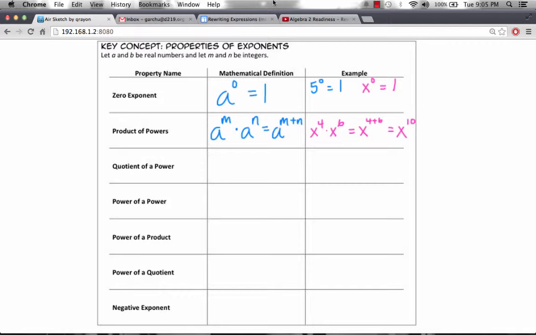And here's how it works. X to the 4th means that there are 4 x's. X to the 6th means that there are 6 x's. Now, if we're multiplying these two quantities together, how many total x's are there? I'll give you a hint. If you said 10, you're correct.